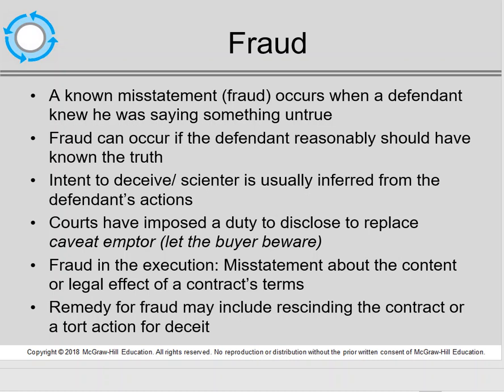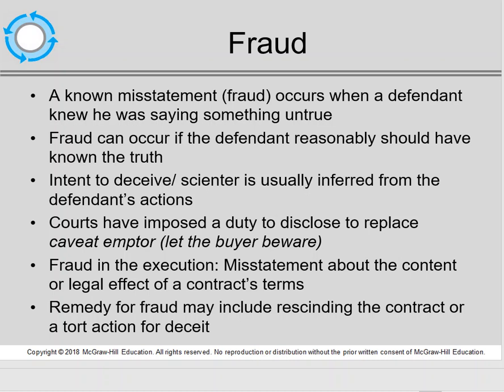So the plaintiff must prove that the defendant made this statement knowing, trying to deceive the plaintiff, or took action to conceal something. The hard part about proving scienter is you may believe that the defendant made this statement, but it's hard to prove that the defendant made the statement with intent to deceive.